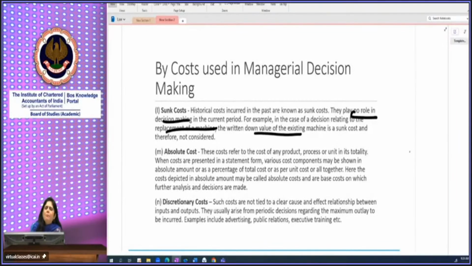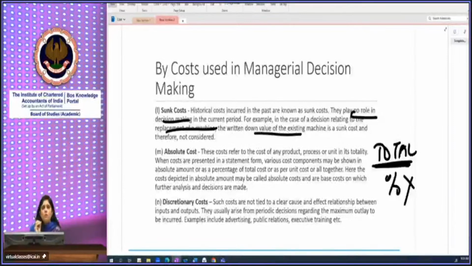All right. Absolute cost. Absolute cost means when you calculate the cost in total, absolute terms, not in percentage, in absolute amount. How much is the total cost of a product? 1 lakh. How much is the cost of raw material? 50,000. How much is the cost of labor? 20,000. You know the amount in absolute value. That is absolute cost. Anything which you calculate in percentage is not absolute cost. It's called relative cost. Clear? So absolute cost is when you calculate in absolute rupee terms.